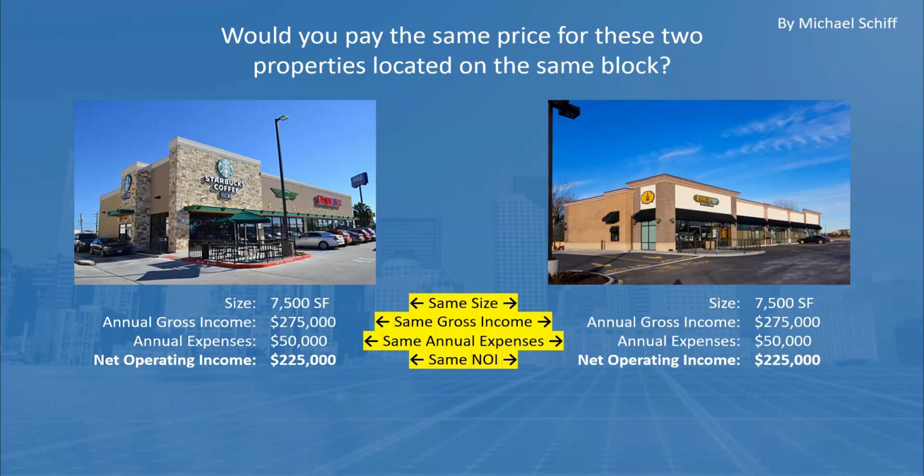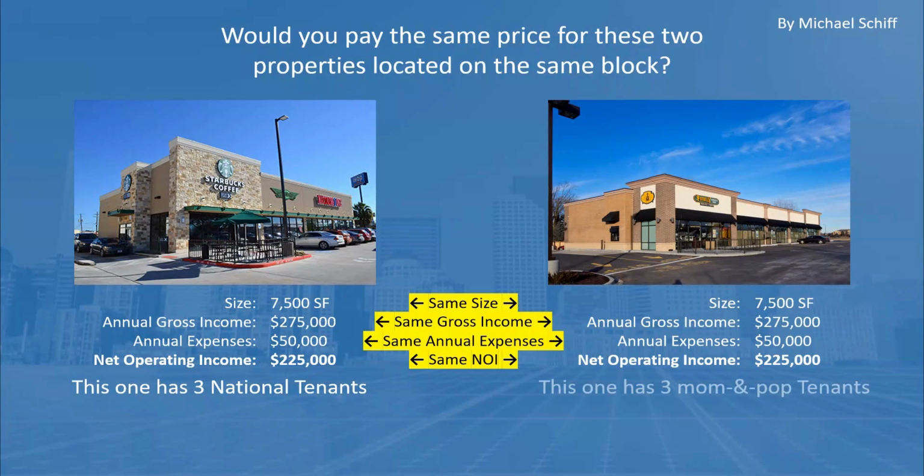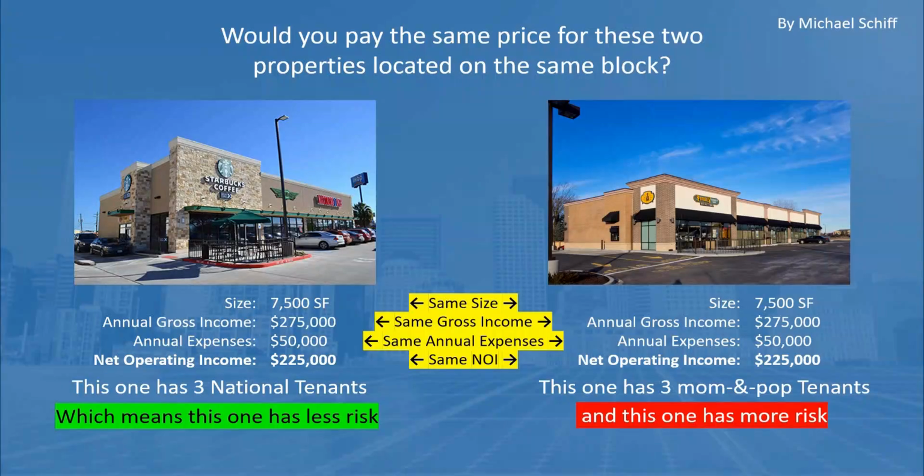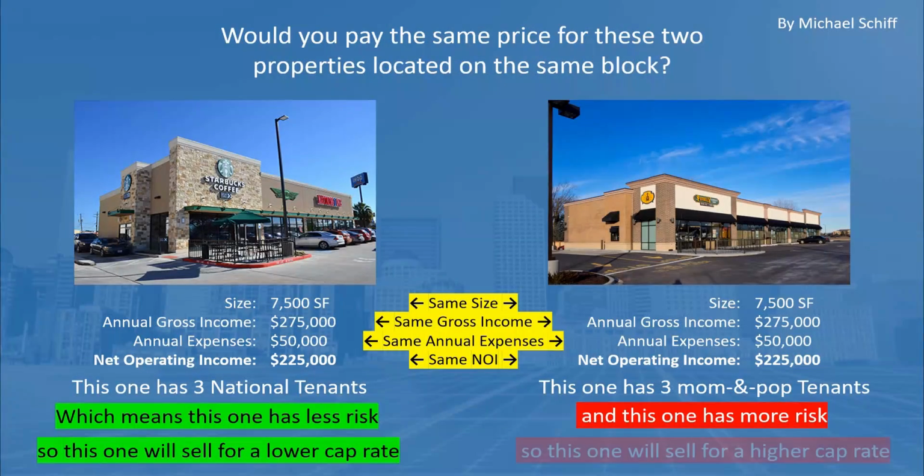The one on the left has 3 national tenants and is a much safer investment than the one on the right, which has 3 mom and pop tenants. Obviously, national tenants have better credit and are a much safer investment than mom and pop tenants. Therefore, the one on the left is going to sell at a much lower cap rate, and the one on the right is going to sell at a much higher cap rate.